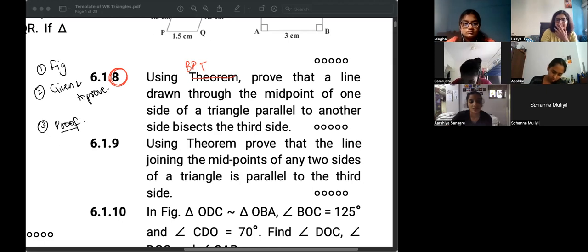Which question? Is this 1.9 or 1.8? 8, the one that I circled here.